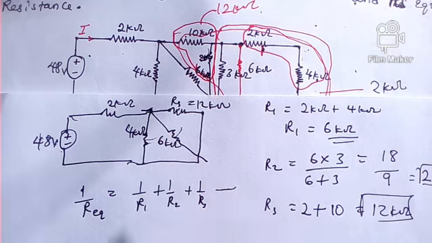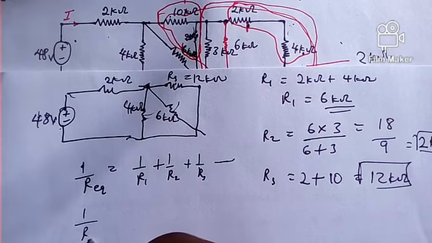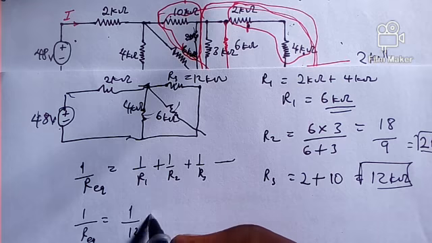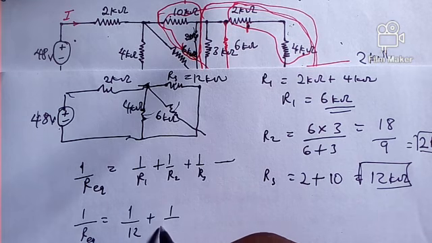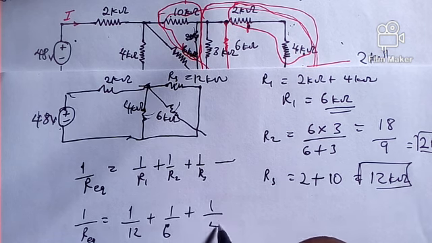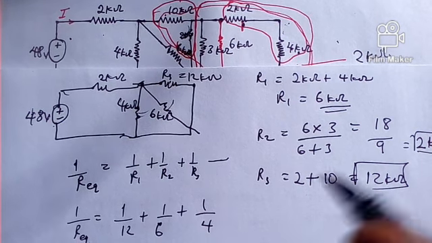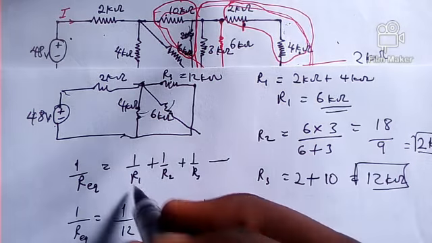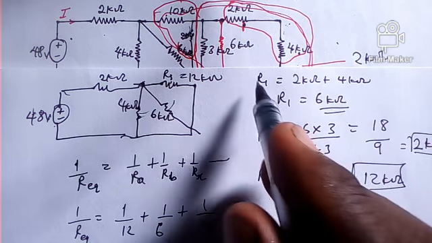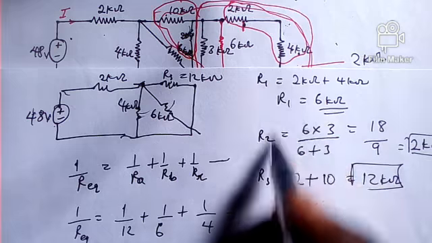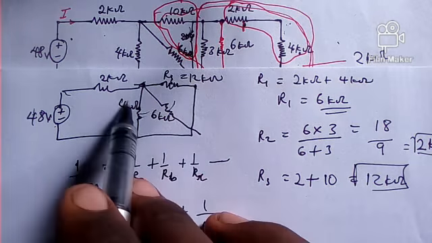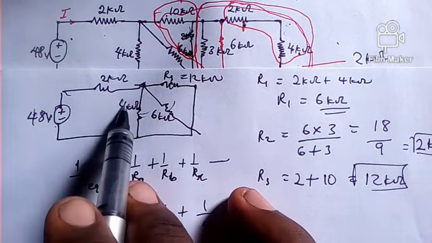We have just three resistors, so we're going to have 1 over the equivalent resistor, which is equal to 1 over 12, plus 1 over 6, plus 1 over the next one, 4. Please don't get me wrong. Remember, let's just use resistor A, resistor B, and resistor C, so that we don't confuse it with what we've gotten here. Resistor A is this resistor here, 12, resistor B is 6, and then resistor C is 4.